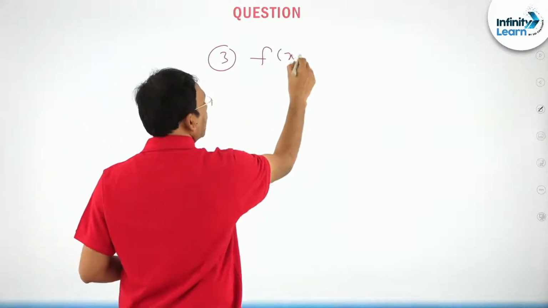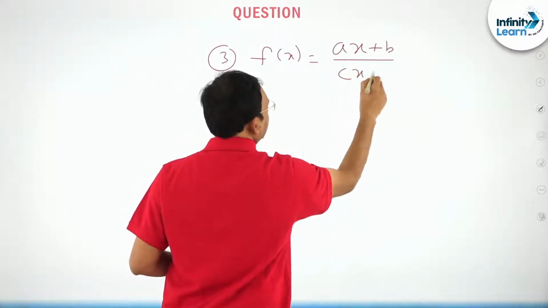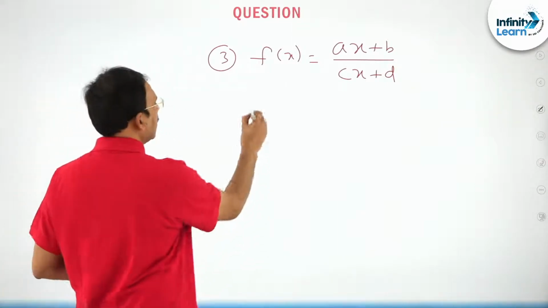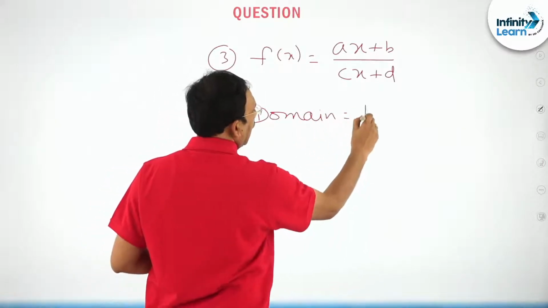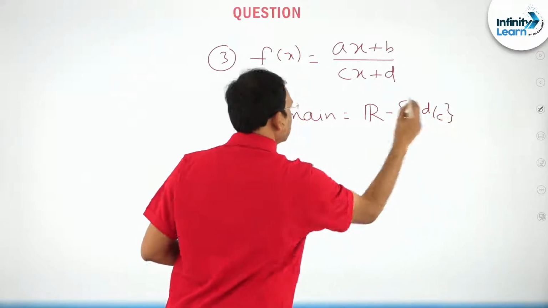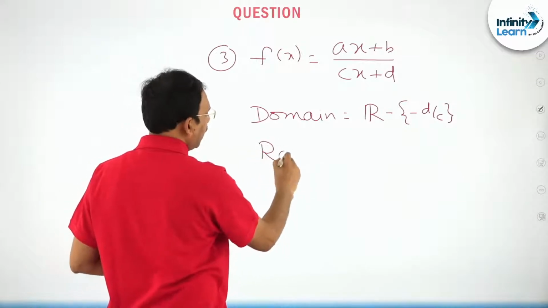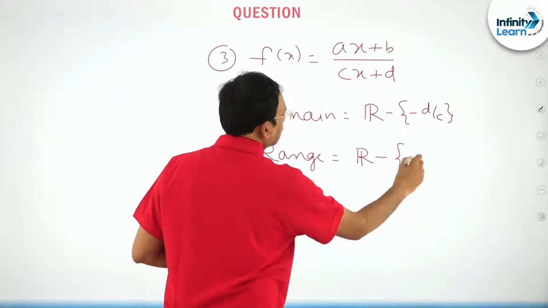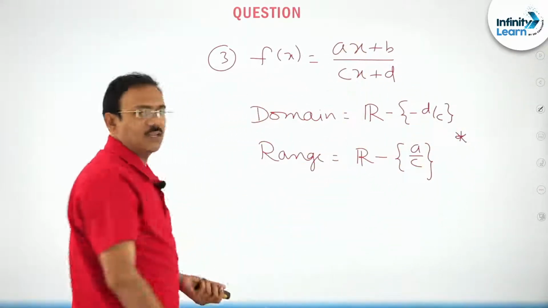If f of x is given like ax plus b by cx plus d, a linear expression by a linear expression, do remember its domain is R except minus d by c, and its range is going to be, friends, you can observe, all real numbers except a by c. Try to remember this shortcut.